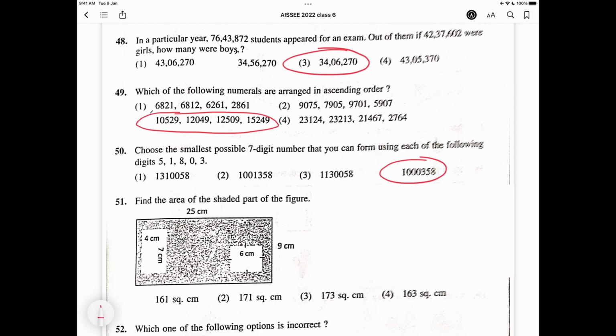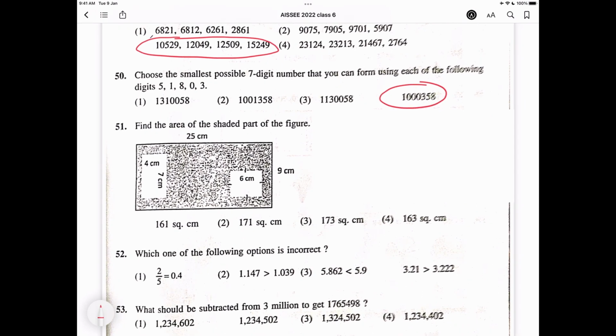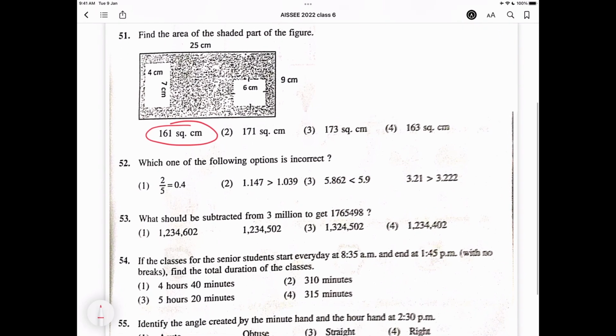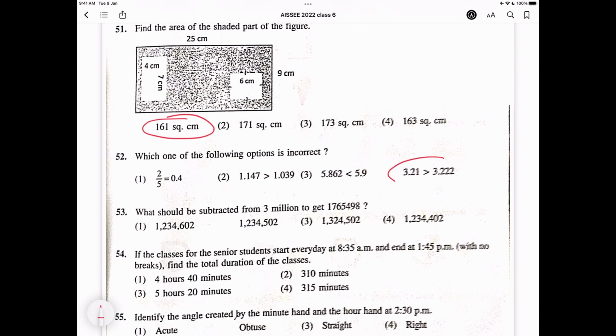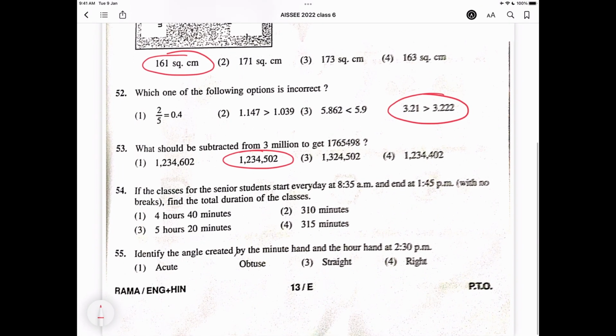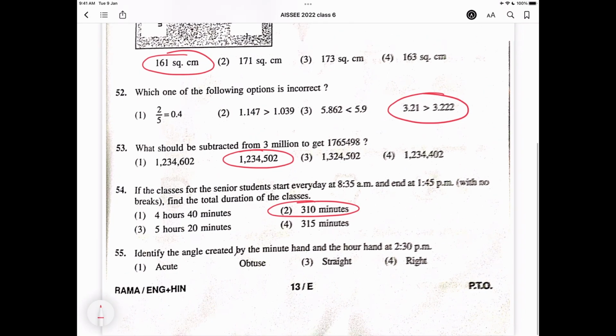For question number 51, the first, 161 square centimeter, is the correct answer. For question number 52, the fourth option is the correct answer. For question number 53, the second option is the correct answer. Question number 54, again the second option is the correct answer. For question number 55, the second option is the correct answer.